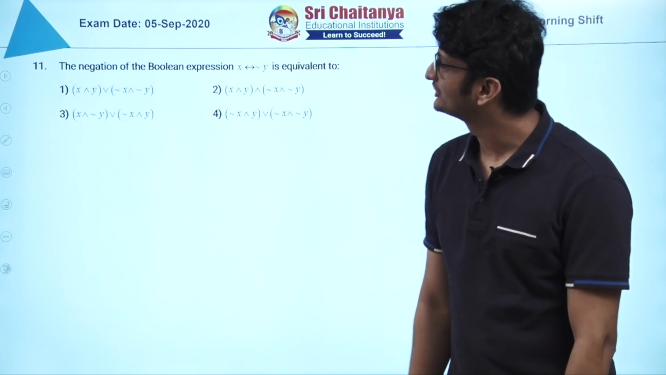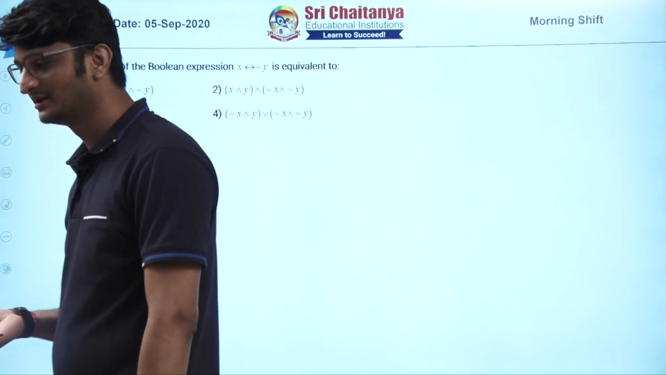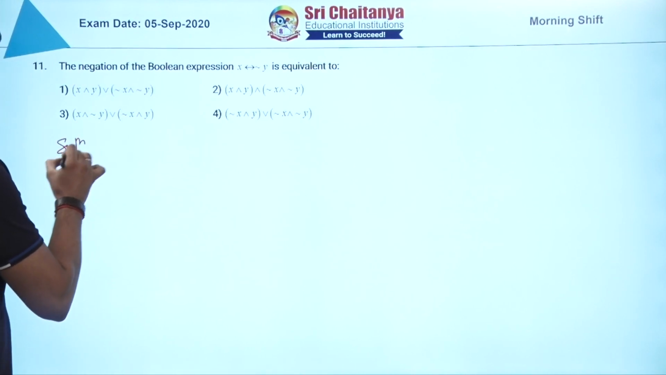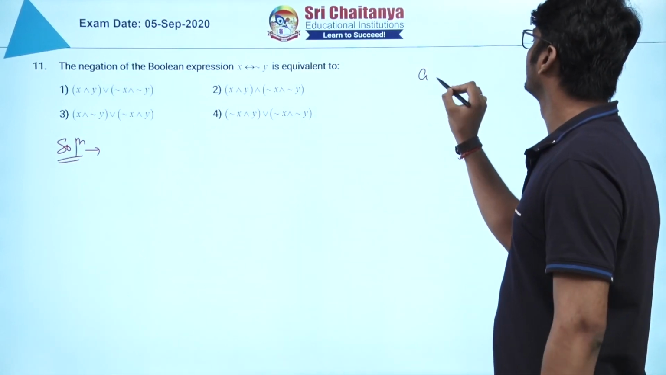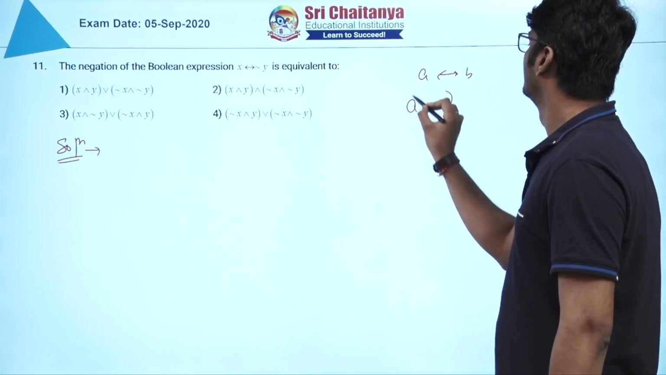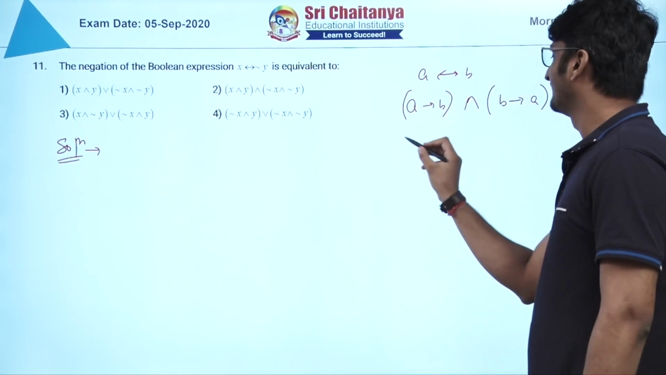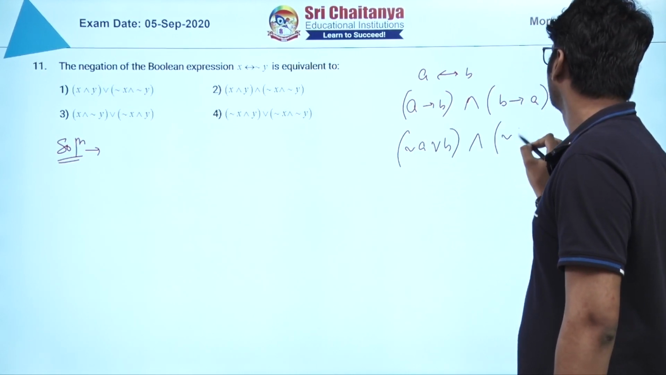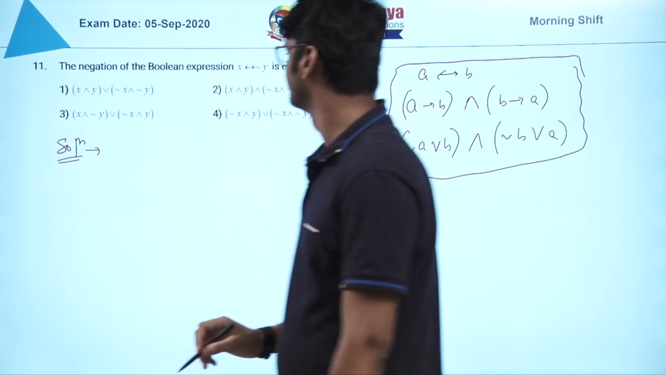Let us move to the next question, question number 11. This question comes from mathematical reasoning, again an important chapter, an easy chapter, requires less time. So what are the things you should know before going through this question? Suppose A double implies B is a statement. What does it mean? A implies B intersection B implies A. You should also know what A implies B is: it is negation of A union B, and B implies A is negation of B union A. This you should know. Let us move forward.